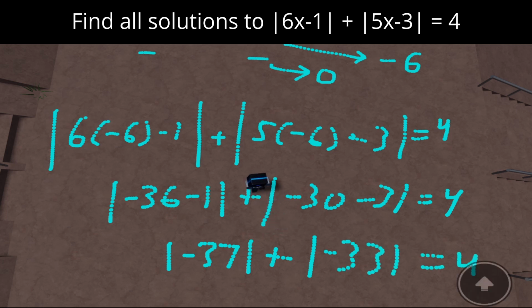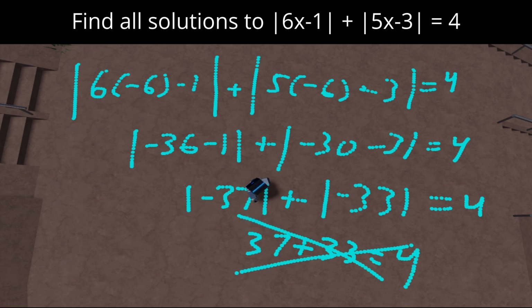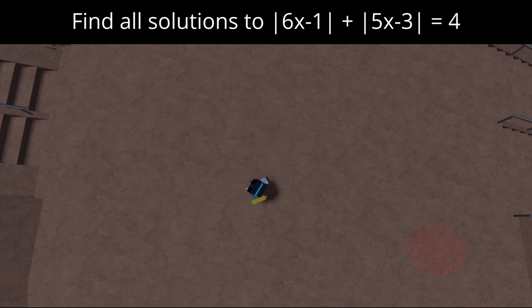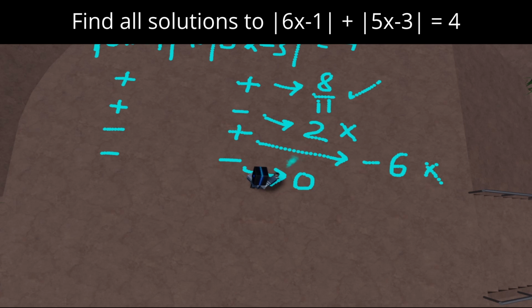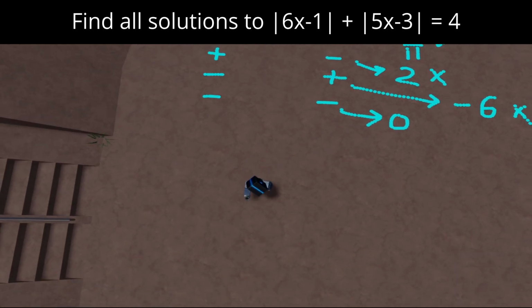Well, no, that's not the case. Because let me just continue to do this. We'll have 37 plus 33, because absolute value makes those numbers positive. Is that equal to 4? No, not at all. So therefore, we know that the solution of minus 6 is actually a fake solution. So let me just go up and put an x next to it. So x equals negative 6, that's not true. So now let's use 0 and see if that solution is true.